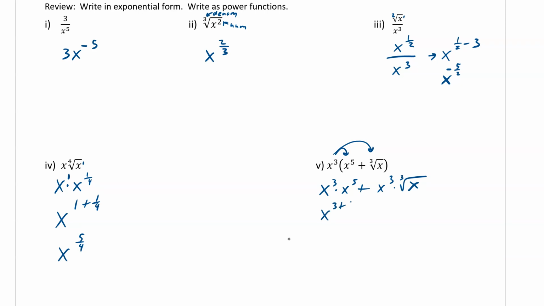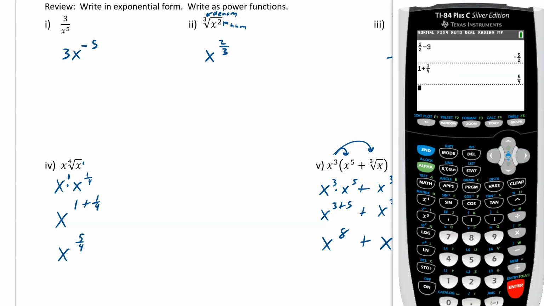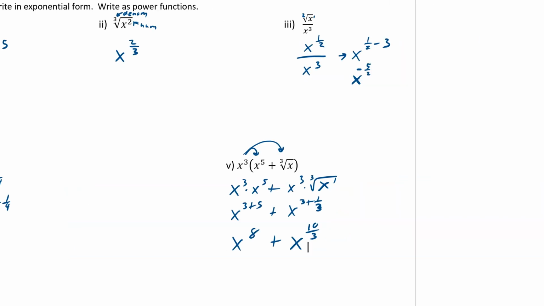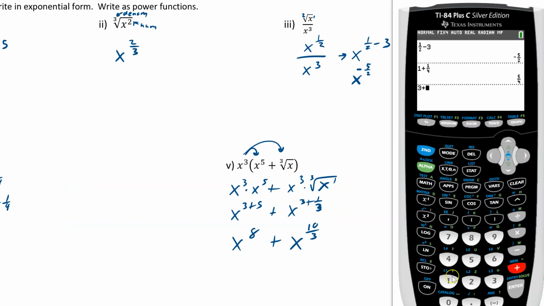So this would be 3 plus 5. This would be 3, and then that's 1/3. And so we end up with x to the 8 plus x to the, what is that? The 3, 9, 10 thirds. And then you check with the calculator. So 3 plus 1/3, showing you a different way. And then you hit math. Number 1 is fraction. Hit enter, and it'll tell you it's 10/3.